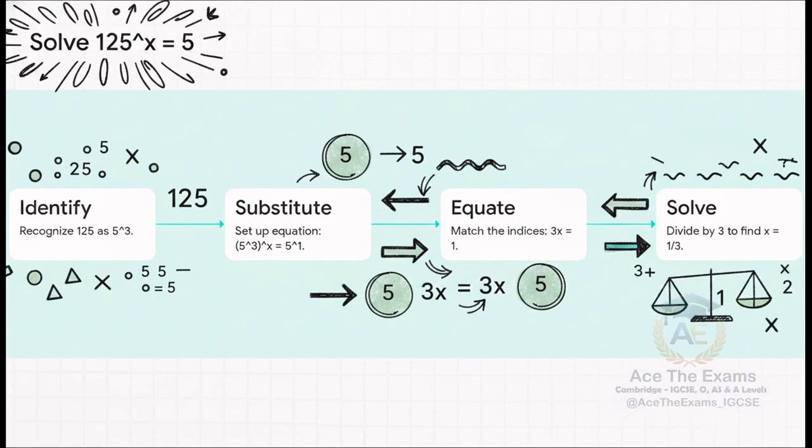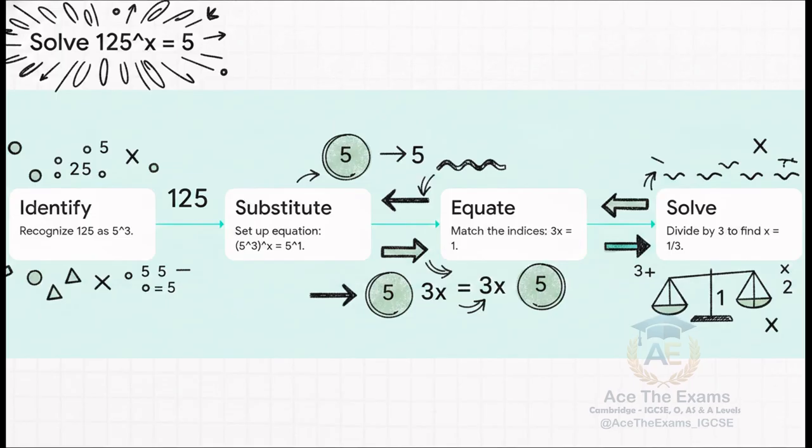You have a 30-second mental timer right now to structure your perfect PEEL paragraph for solving 125 to the power of x equals 5. Go. Step 1, point. Identify the relationship. 125 is 5 to the power of 3. Step 2, evidence. Set up the new equation.